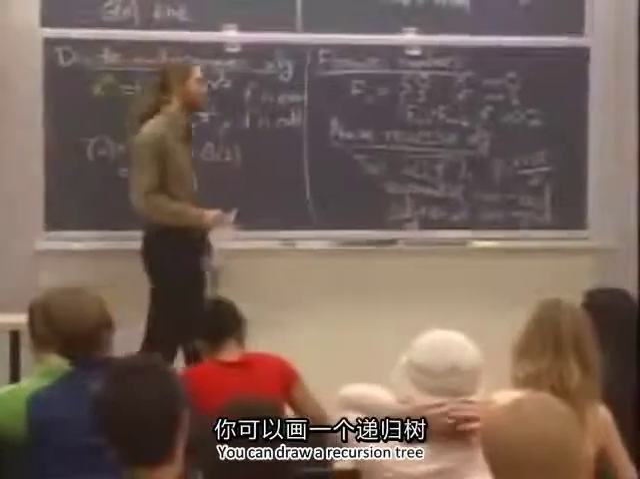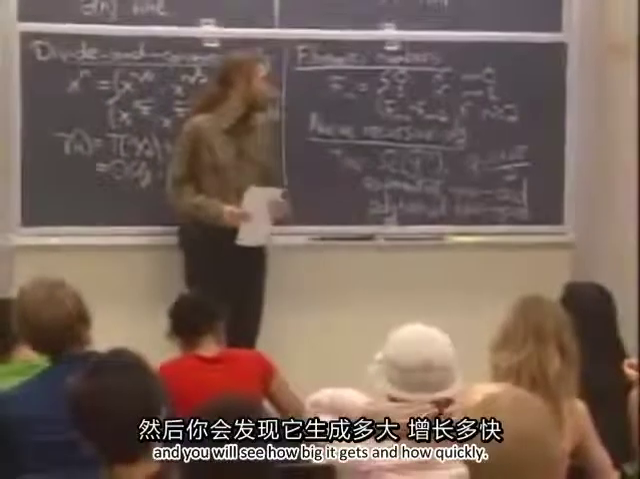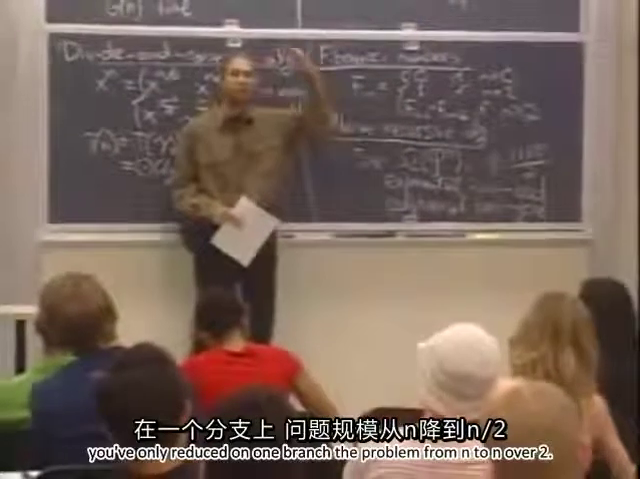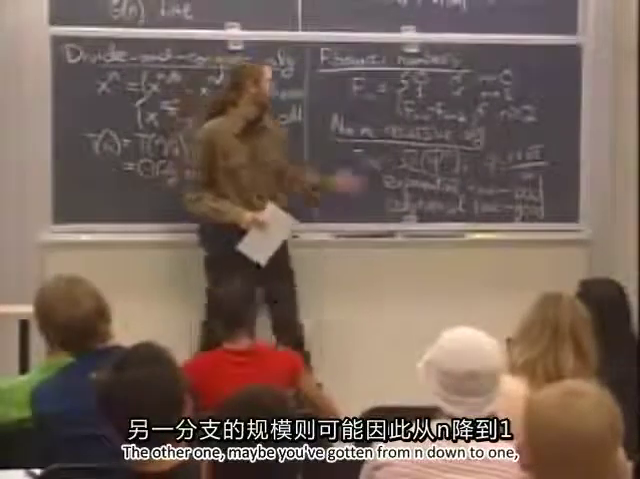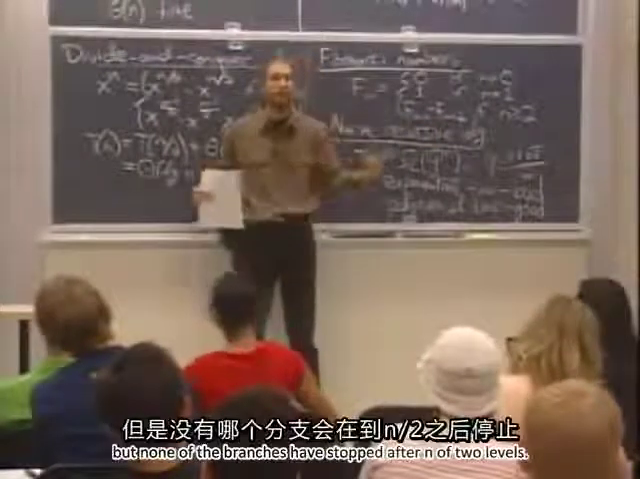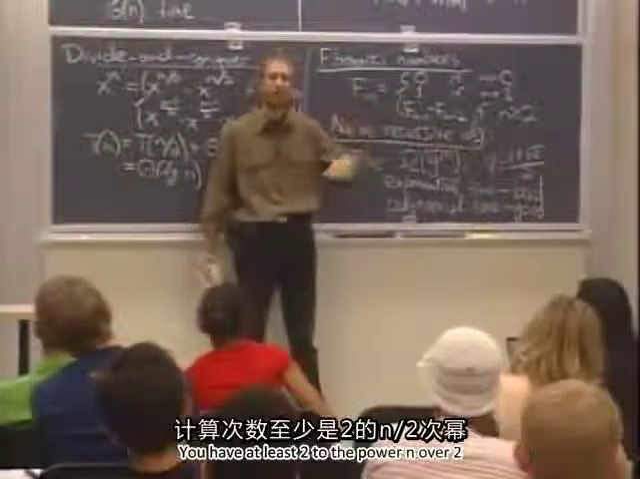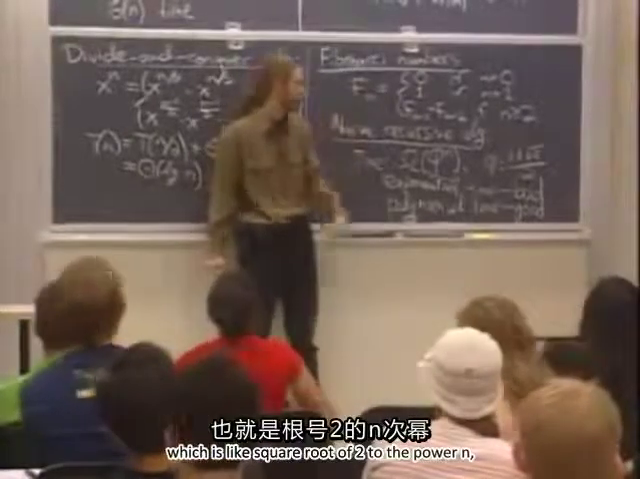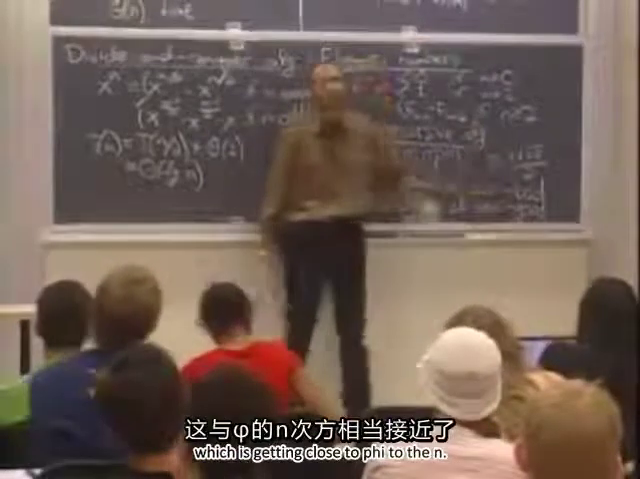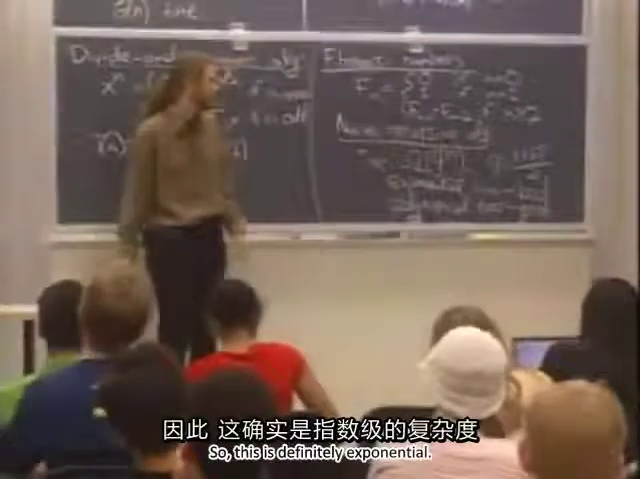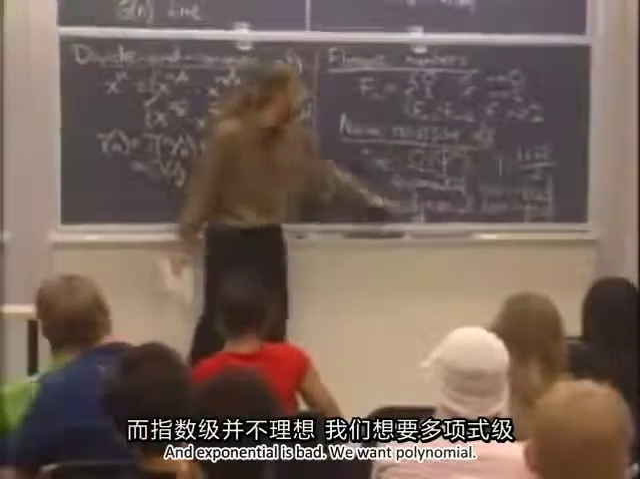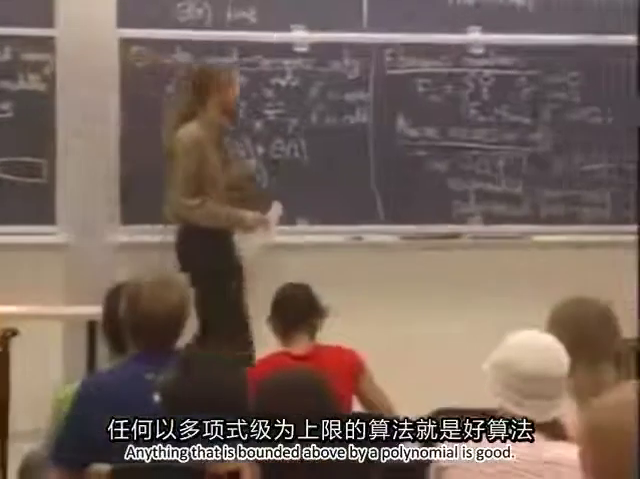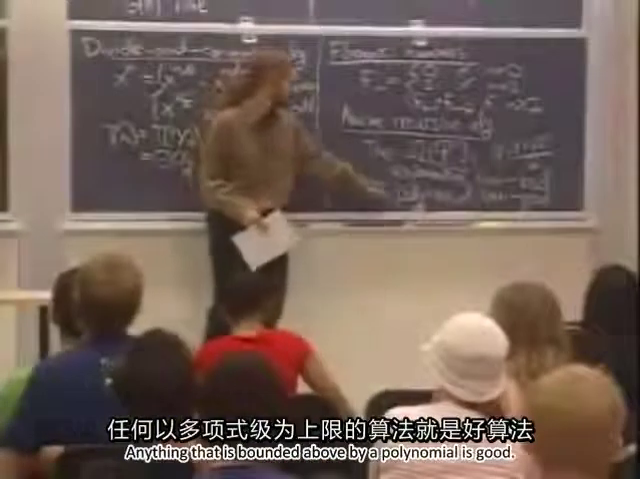You can draw out a recursion tree, and you'll see how quickly it gets big. I mean, by n over 2 levels, you've only reduced on one branch the problem from n to n over 2. The other one, maybe you've gotten from n down to 1, but none of the branches have stopped after n over 2 levels. So you have at least 2 to the power n over 2, which is like square root of 2 to the power n, which is getting close to phi to the n. Okay, so it's definitely exponential. And exponential is bad. We want polynomial. Okay, n squared, n cubed, log n would be nice. Anything that's bounded above by a polynomial is good.